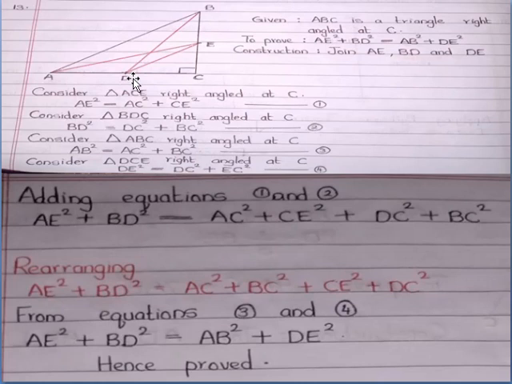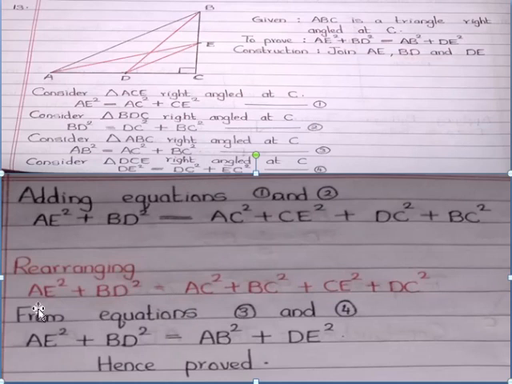So applying this Pythagoras theorem in all the 4, we have all the 4 equations written here. That is, hypotenuse square is the sum of the square of its legs. Now we got 4 different equations. Now just see what you have to prove. You have to prove AE square plus BD square. Just see in which equation that is coming. You can see in 1 and 2 you have AE square and BD square. So you are going to add first equation and the second equation.